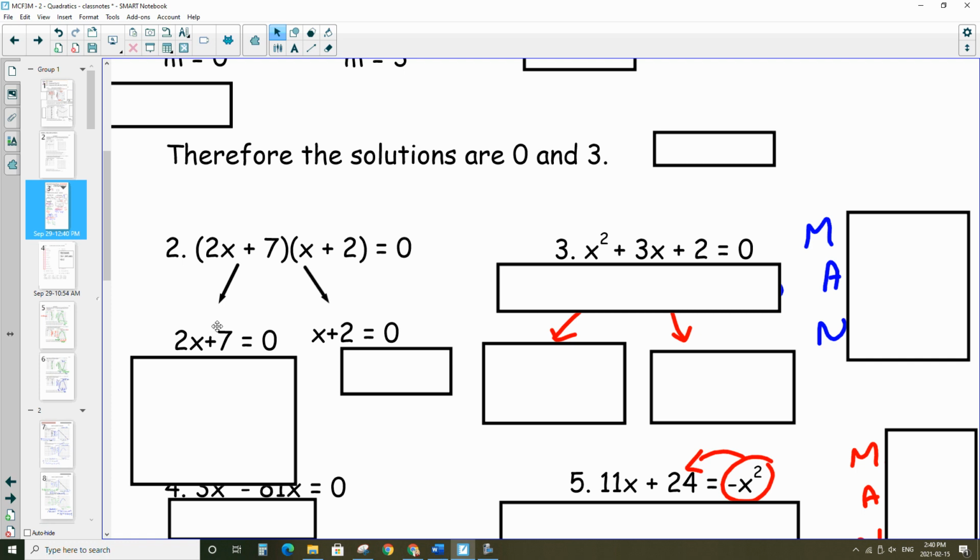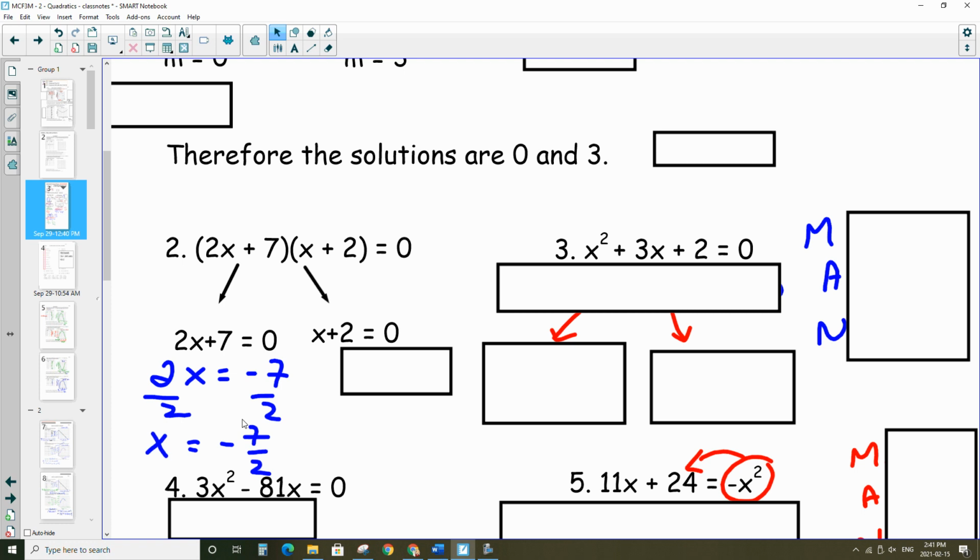And then just think about your rules for solving. You want to bring the 7 over to the right-hand side first, so that it becomes negative 7, or subtract 7 from both sides, and then divide both sides by 2 to solve for x. So one solution is negative 7 over 2. The second solution: we've got x plus 2 equals 0, bring the 2 to the other side, so it becomes negative 2. So there is our second solution.